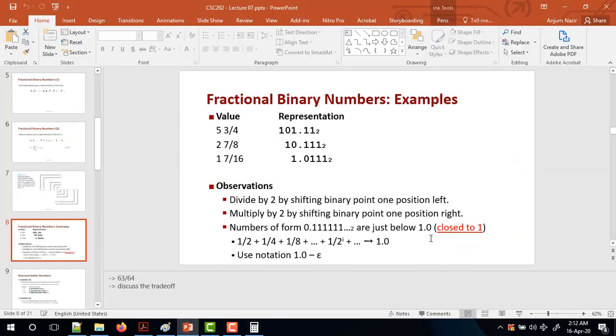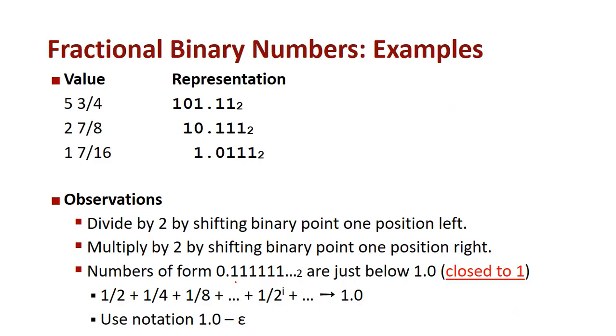All right, so how we can basically express 0.1111 all ones in binary, in this form, it is very close to 1 minus epsilon. You can consider it like delta or any error or approximation.